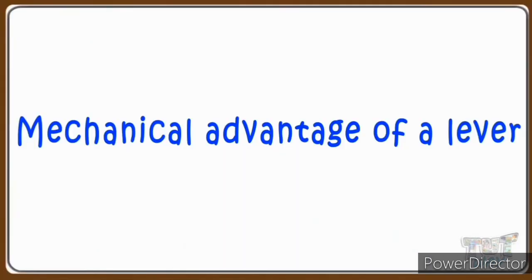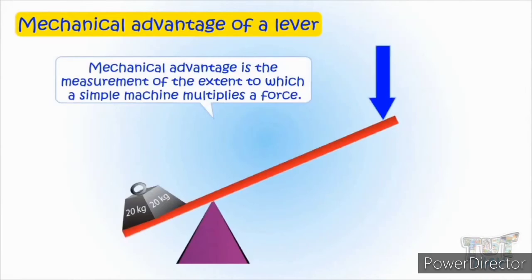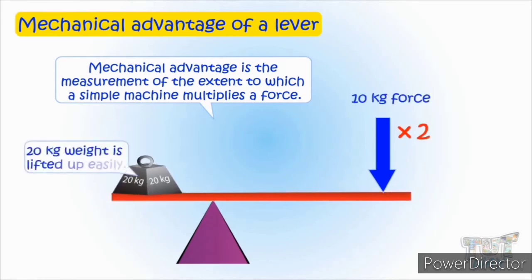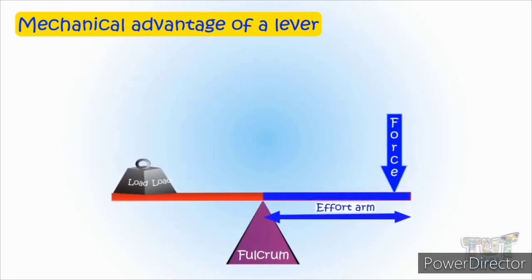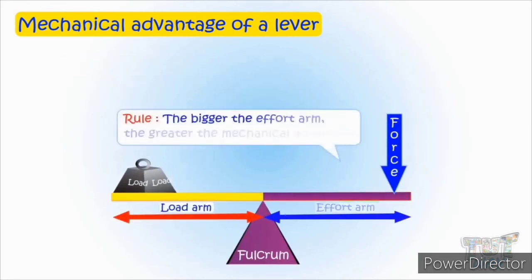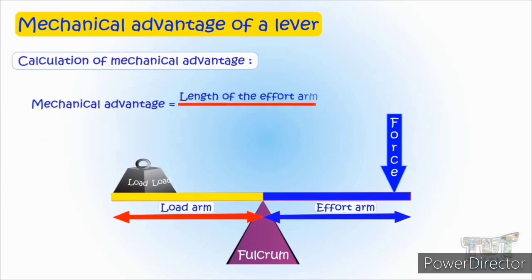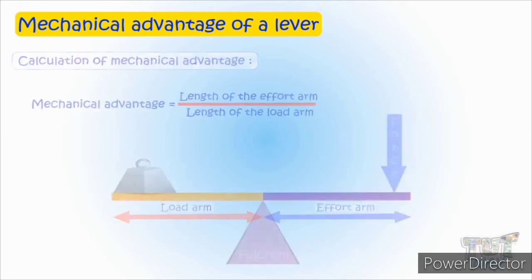And how to find mechanical advantage in the case of a lever. Mechanical advantage is the measurement of how much a simple machine multiplies a force. The bigger the mechanical advantage, the lesser force you need. Let's learn it with examples. We know lever has an effort arm and a load arm. And the bigger the effort arm, the bigger the mechanical advantage. We can also calculate the mechanical advantage, and that is by dividing the length of effort arm by length of the load arm. Let's learn it with examples.